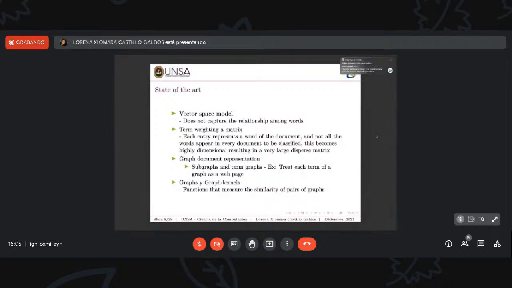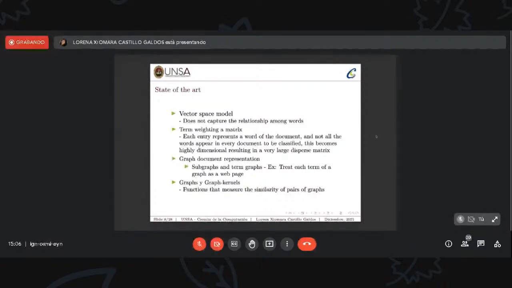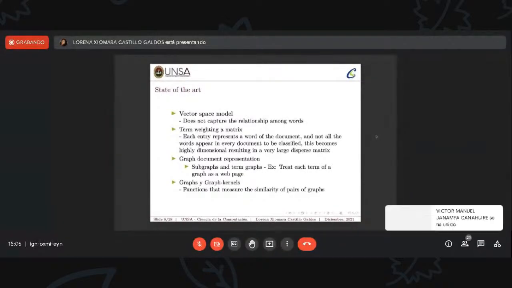As I was saying, some other authors also use the graph document representation to treat the documents as graphs and use techniques to compare subgraphs and term graphs. In this case, for the term graphs, they treat each term of a graph as a web page using the PageRank score, which means that a page will have a higher score if it is pointed to by many other pages, or if it is pointed to by a page that already has a high score.